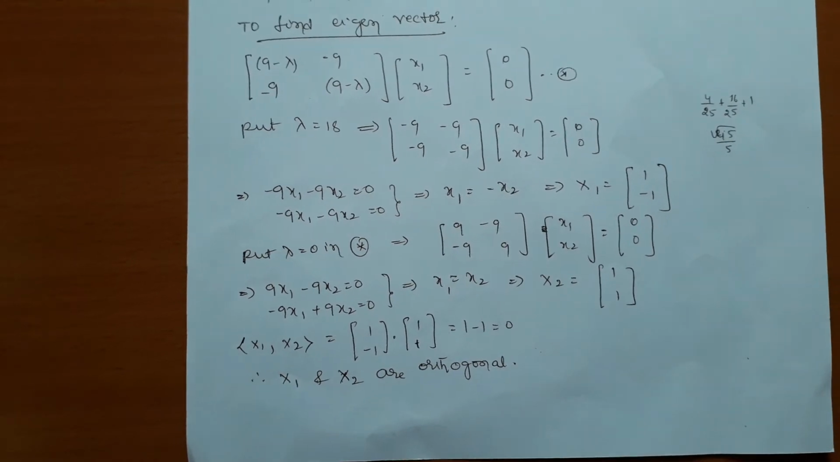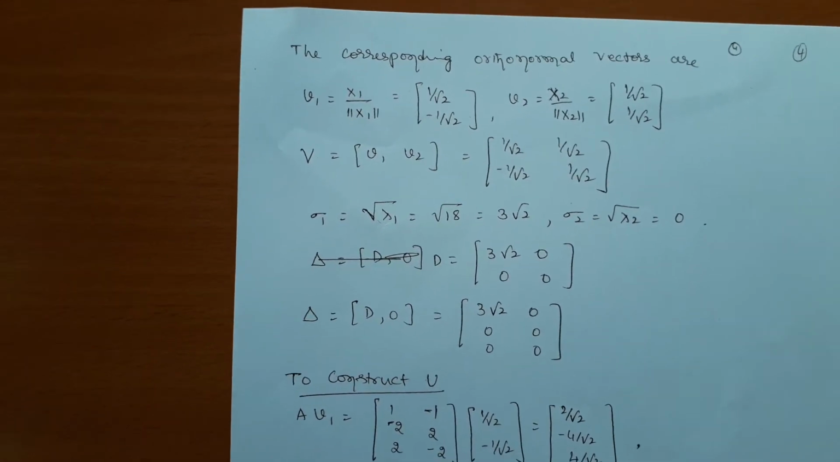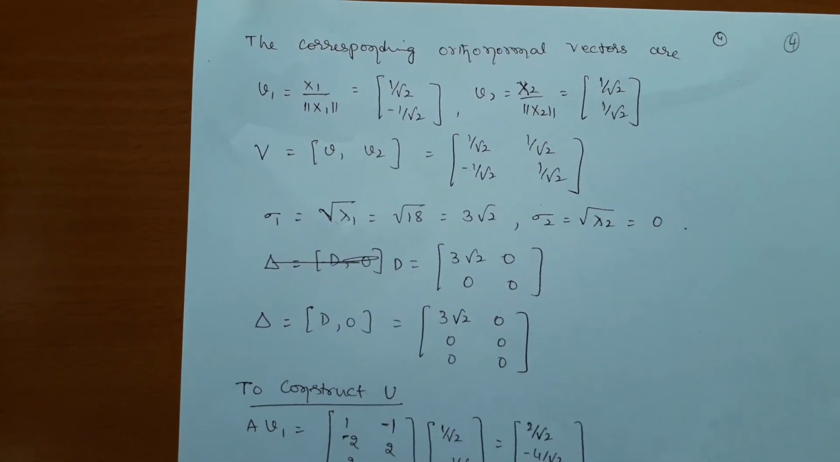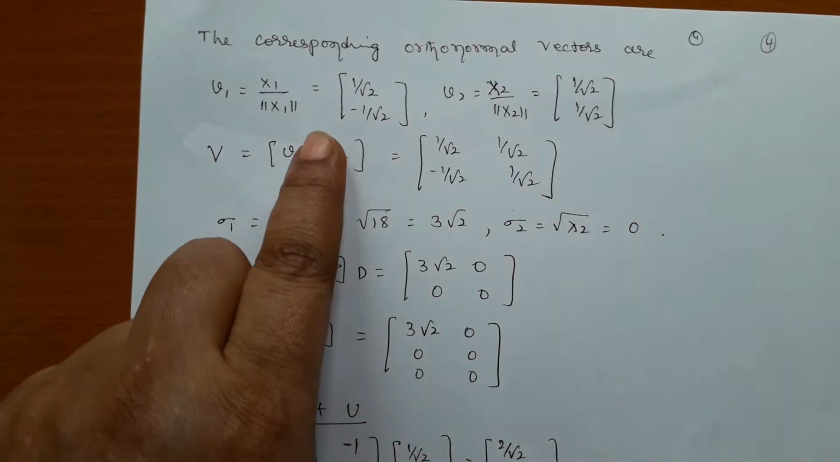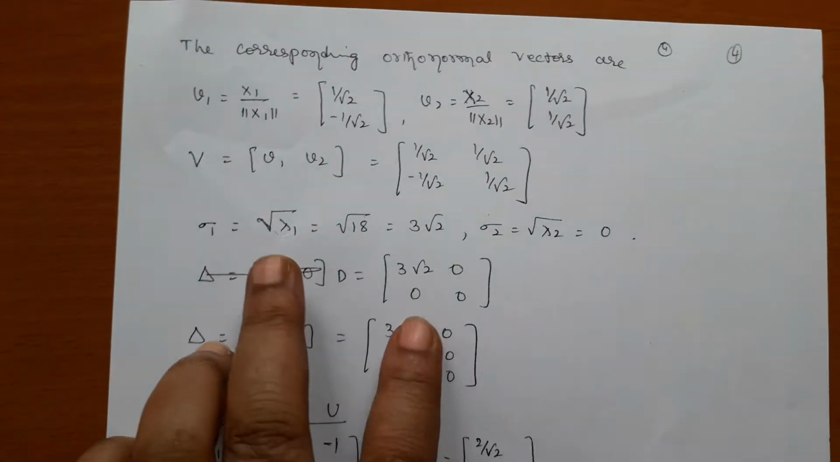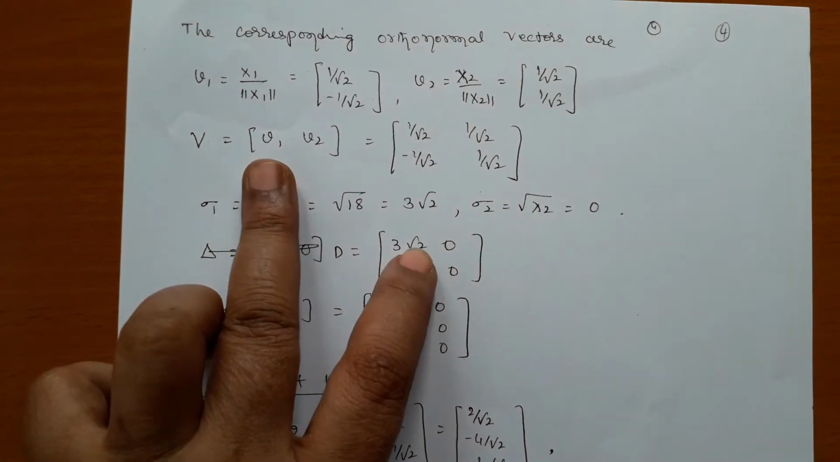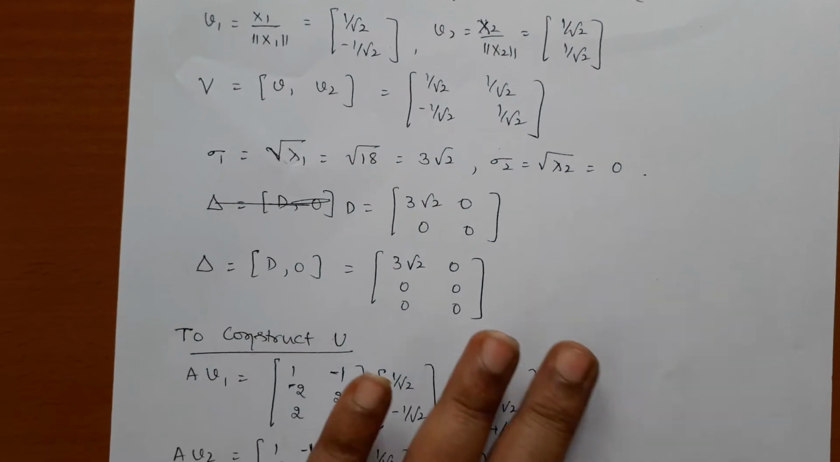After that, what are we going to do here? We have to write the corresponding V, right? First you calculate V1 and V2. V1 is x1 divided by the norm of x1, V2 is nothing but x2 divided by the norm of x2, right? And then you know how to find the norm of x1, the square root of 1 square plus 1 square. Then we write V as V1, V2. V1 is the normalized vector corresponding to the largest eigenvalue. V2 is the normalized vector corresponding to the next largest eigenvalue.